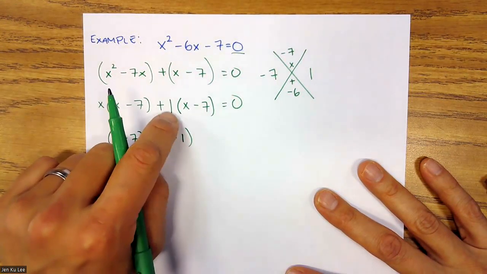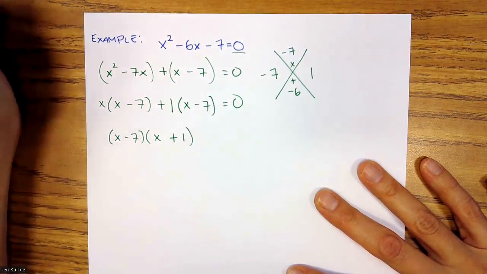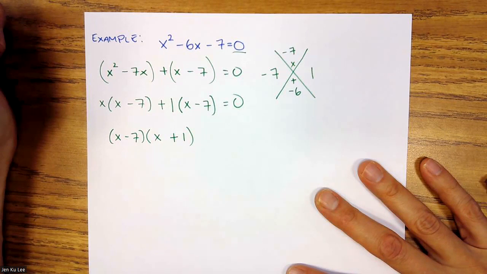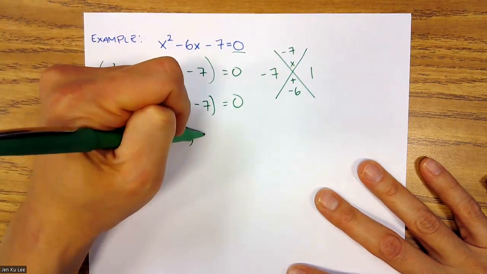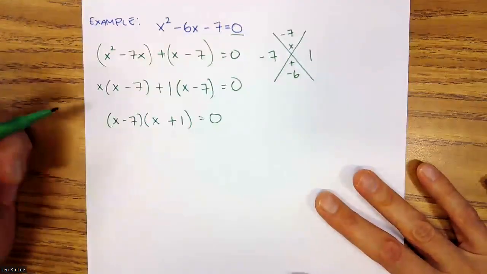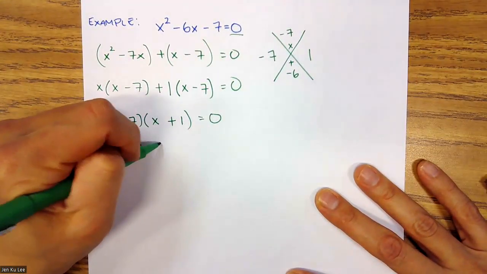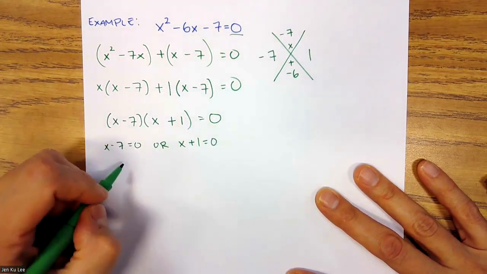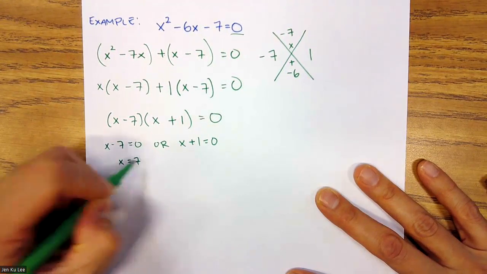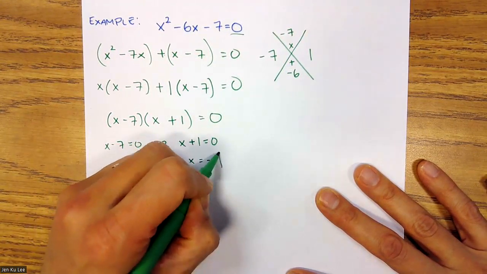At the very least, you can take out a 1. It's never, ever going to just be empty. Equals 0. So x minus 7 equals 0, or x plus 1 equals 0. And so x equals 7, or x equals -1.